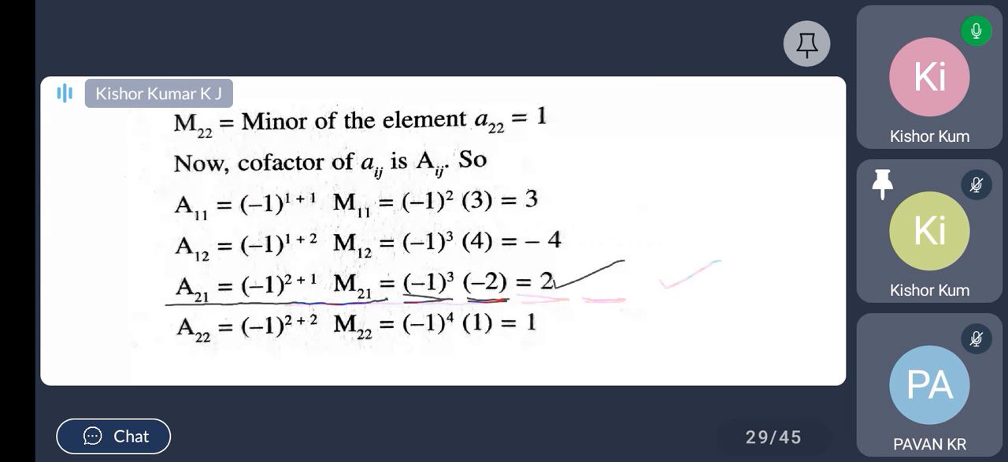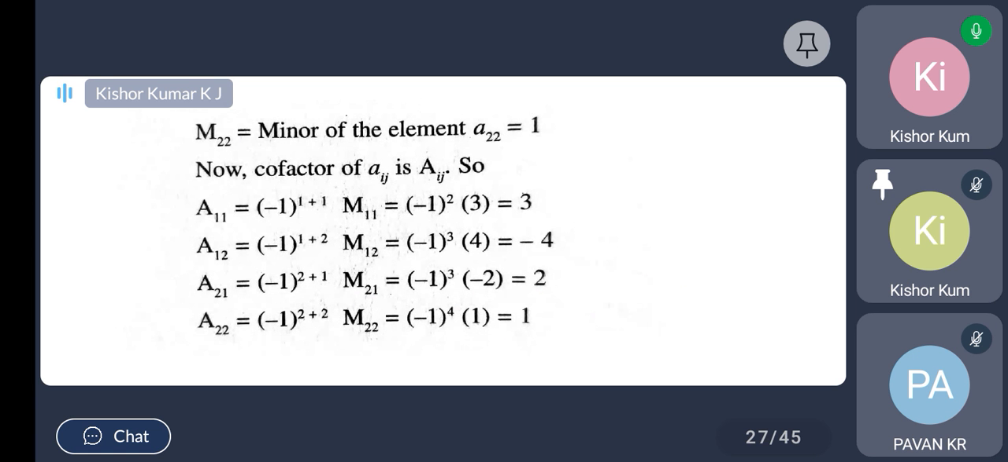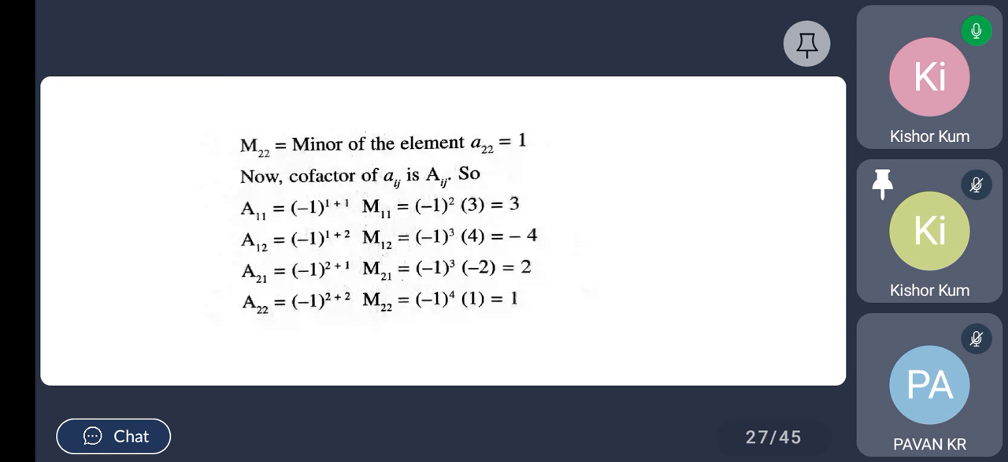And the last element, that is the cofactor of A22, it will be A22 is equal to minus 1 to the power 2 plus 2 into M22. So it will give us minus 1 to the power 4 and the M22 value is 1. Here we have replaced it. It will be 1 into 1. Finally, the cofactor of A22 is 1 itself. So this is how you have to calculate the cofactors and minors of elements for the given determinants.